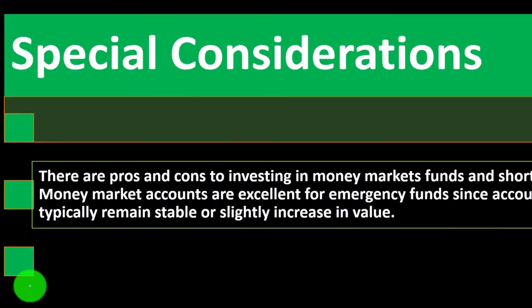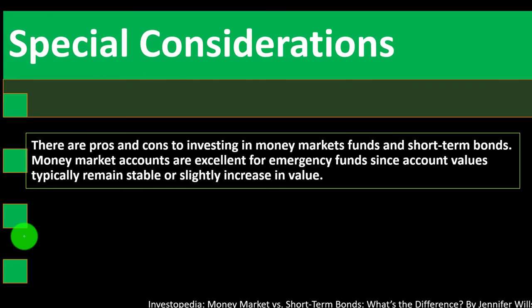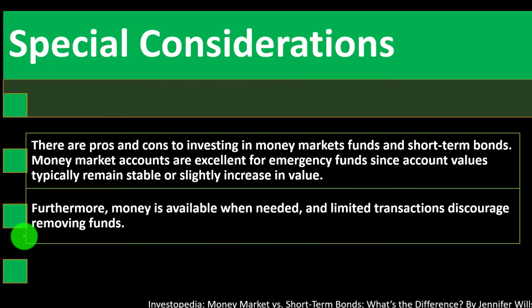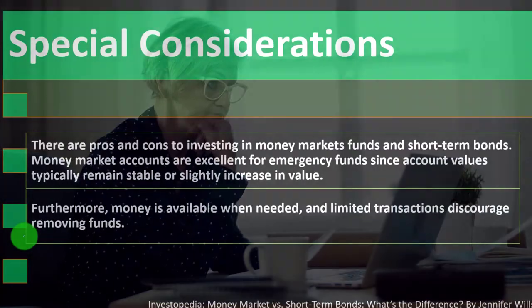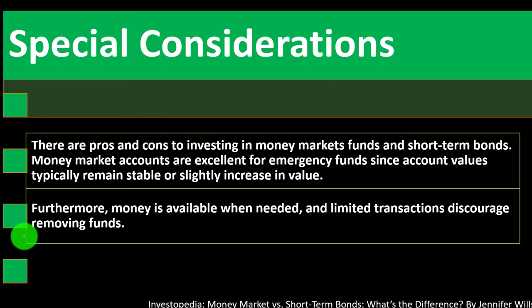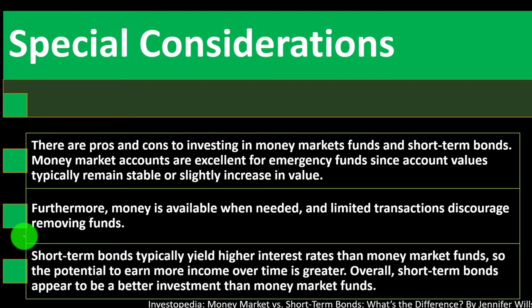So special considerations. There are pros and cons to investing in money market funds and short-term bonds. Money market accounts are excellent for emergency funds since account values typically remain stable or slightly increase in value. So clearly, if you're using it for something that you want to be able to have access to readily, but hopefully get a bigger return on it than you might have on, say, just your checking account, or a savings account, that could be a way to go. Furthermore, money is available when needed, and limited transactions discourage removing funds.